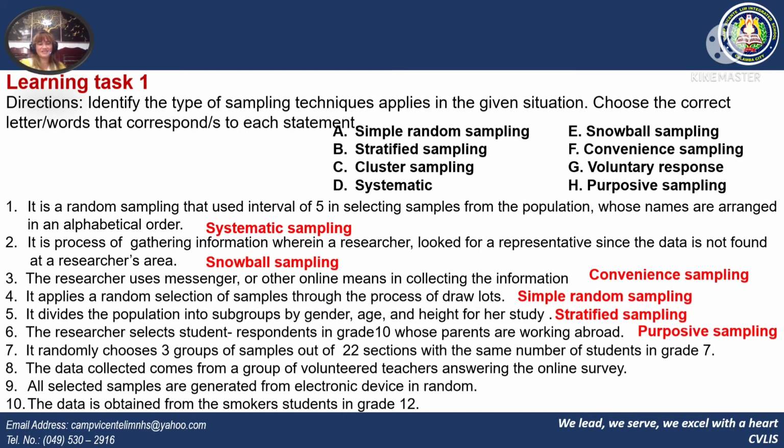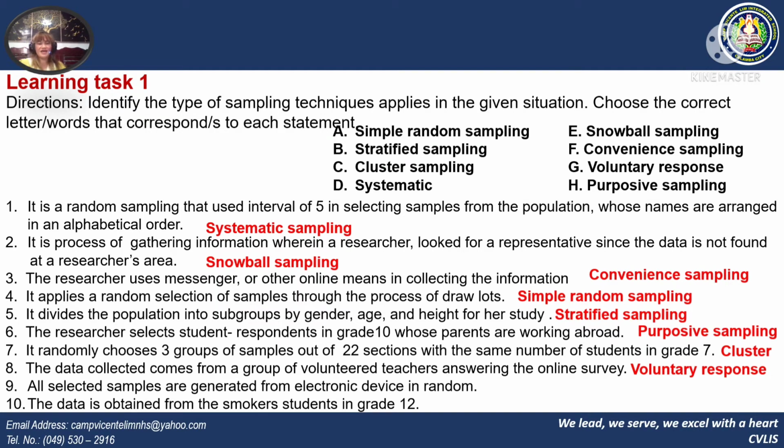Okay, number 7. It randomly chooses 3 groups of samples out of 22 sections with the same number of students. The answer is cluster. Okay, so that's nice. Okay, let's move to the last 3 questions. Number 8, the data collected comes from a group of volunteer teachers answering the online survey. Very good. The answer is voluntary response sampling.